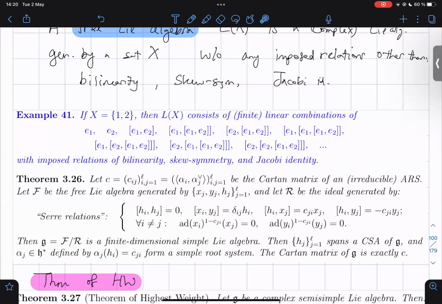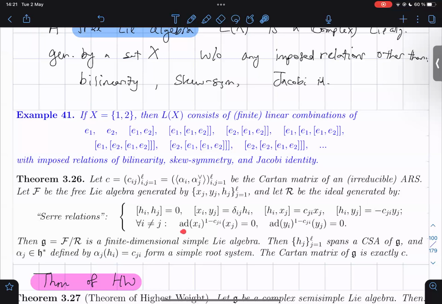Take an H and let it act on an X. Then you get C_ji X_j. Remember, if i is equal to j, then you have a diagonal element of the Cartan matrix, which is 2. Otherwise, you potentially get some interaction. Similarly for the Y's, with opposite sign.